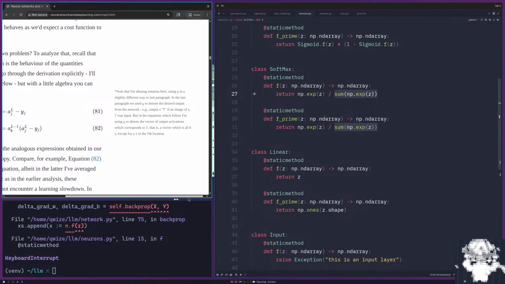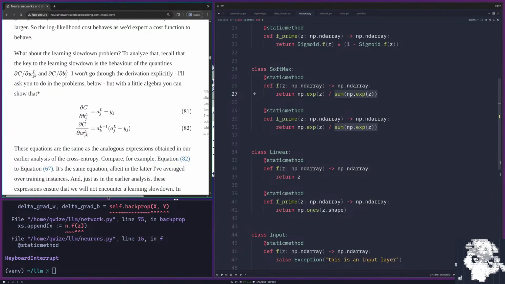Footnote, note that I'm abusing notation here, using y in a slightly different way to the last paragraph. In the last paragraph, we used y to denote the desired output from the network, e.g. output of 7 if an image of a 7 was input, but in the equations which follow, I'm using y to denote the vector of output activations which correspond to a 7. That is, a vector which is all zeros except for a 1 in the 7th location.